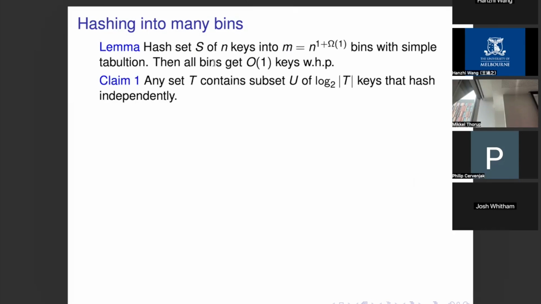So here comes the essential claim. If I look at a set T of keys, then it will always contain a subset with log of T keys that hash independently when I use simple tabulation. And why is that true? We have some set of keys and we look at a position in which they differ. I mean, if we have a set of keys, they must differ somewhere. I just take an arbitrary position in which they differ. Okay.